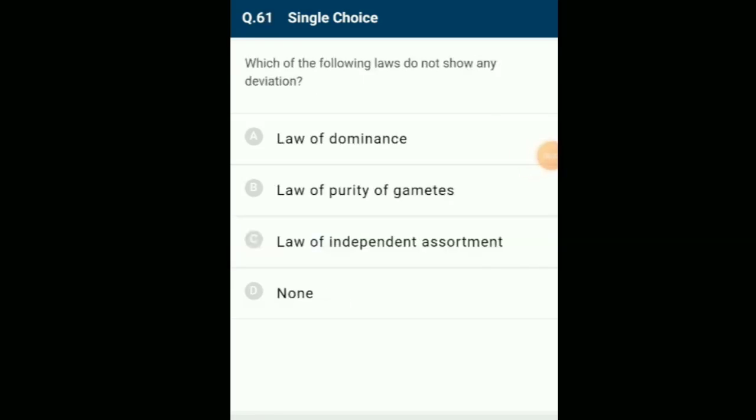Question number 61. Which of the following laws do not show any deviation? Codominance and incomplete dominance are the exceptions to the law of dominance. Linkage is the exception to the law of independent assortment. The law of segregation, otherwise called the law of purity of gametes, states that in a hybrid the members of an allelic pair stay together without mixing and separate or segregate independently during gamete formation, and has no exceptions. So the answer is option B, law of purity of gametes.